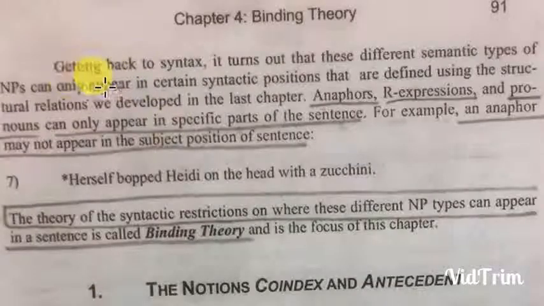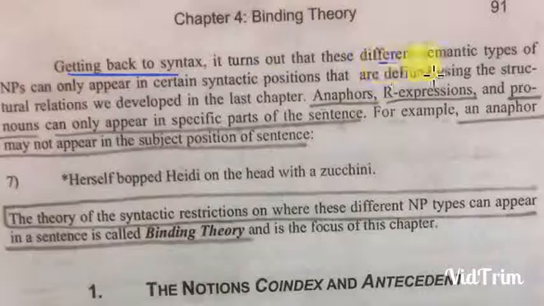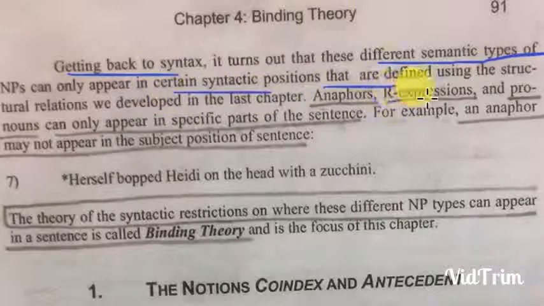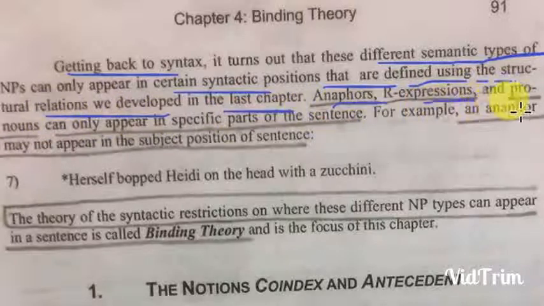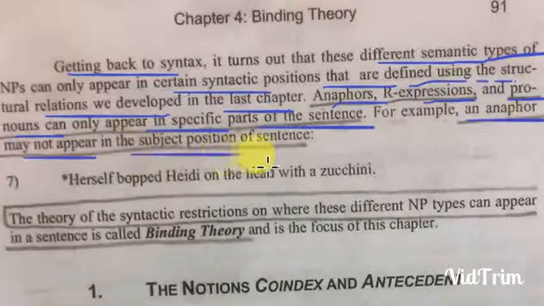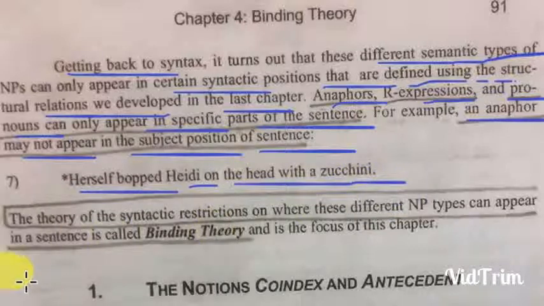So it turns out that these different semantic types of noun phrases can only appear in certain syntactic positions. These are defined using structural relations we developed in the last chapters. Anaphors, R-expressions, and pronouns can only appear in specific parts of the sentence. For example, an anaphor may not appear in the subject position of a sentence. The following sentence is incorrect: Herself bopped Heidi on the head with a zucchini. So the theory of the syntactic restrictions on where these different noun phrase types can appear in the sentence is called binding theory.